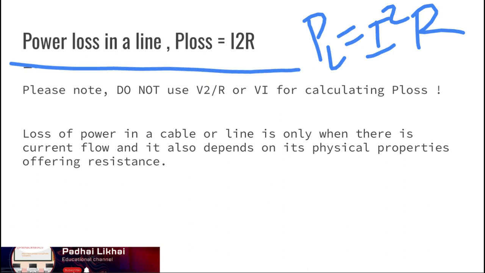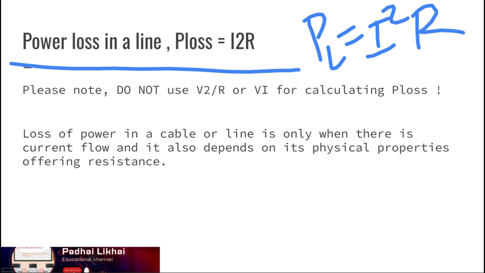So that would be wrong, and then you will end up with a wrong interpretation. Again, do not use that. Do not replace this I, do not replace this R. The power loss in a transmission or distribution line is only I square R. It is not V square by R. It is not V into I.